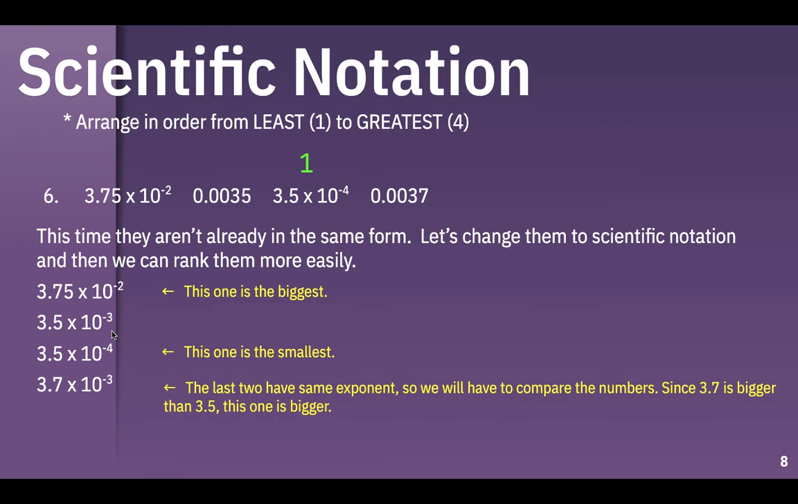So if we put these in order from smallest to biggest, 3.5 times 10 to the -4th, the -4th exponent is furthest away from 0, so that makes it smallest. Our next is, we converted this, our second one, to 3.5 times 10 to the -3rd.